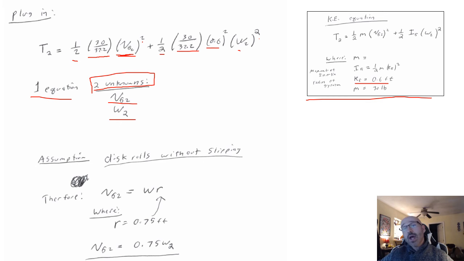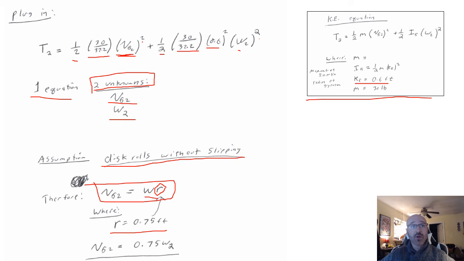So we do have the assumption that we made here that the disk is going to roll without slipping. So if our disk rolls without slipping, we can use this simple relationship here, that V is equal to omega r, which we've seen through many courses and the beginning of this course. So with V is equal to omega r, we do have a value given to us, which is r is just the radius of that disk there. So that's 0.75 feet. We can plug that right in there.